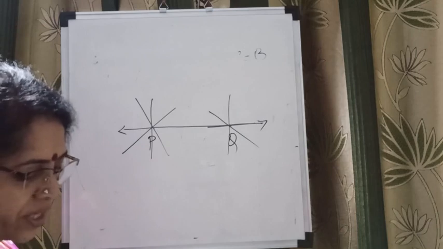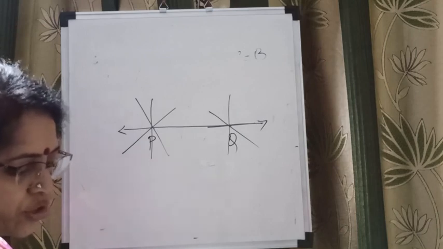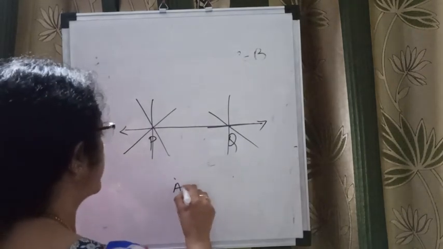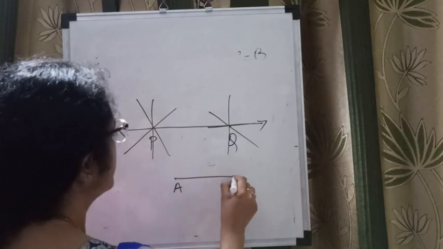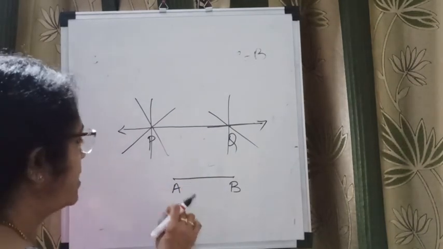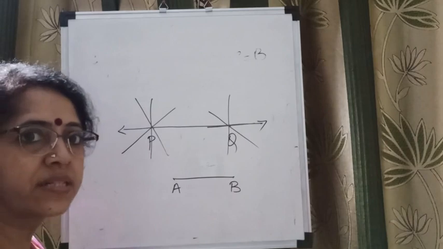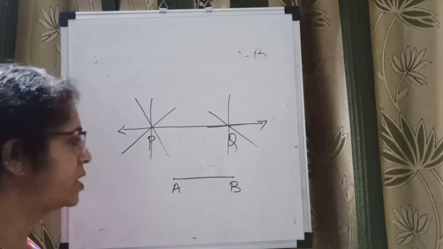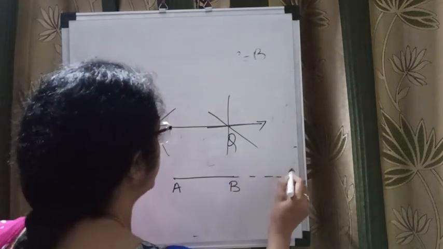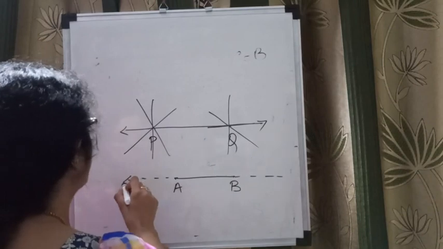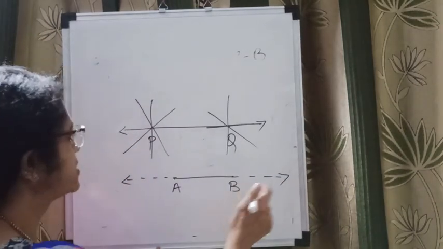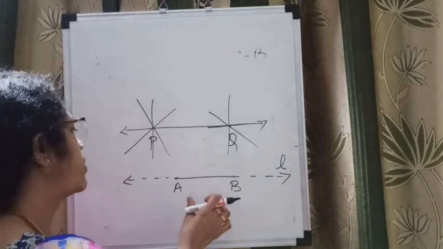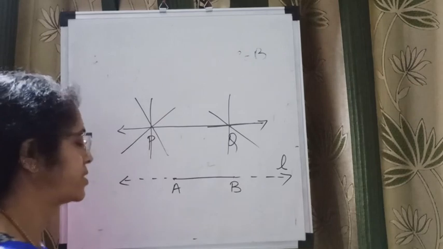Then the other one is: a terminated line can be produced indefinitely. So in lower classes we are taught about line segment. When we are taught about line segment, what are we told? Segment means it is a part of the whole. So if this is a line segment, then what is the whole here? Whole means I can extend it on either side. So this becomes a line. This is a line, say L, of which AB is a part. So we call AB a line segment.